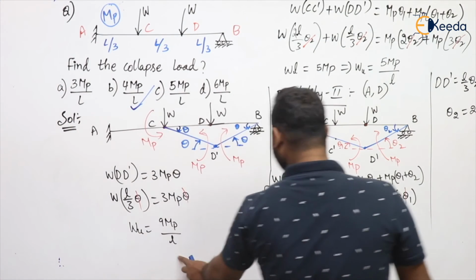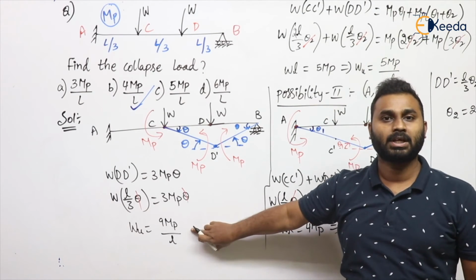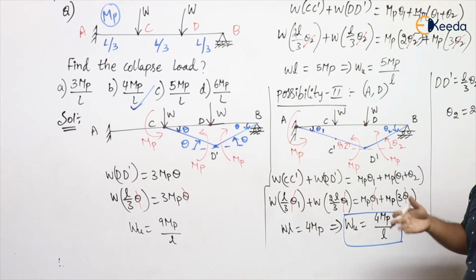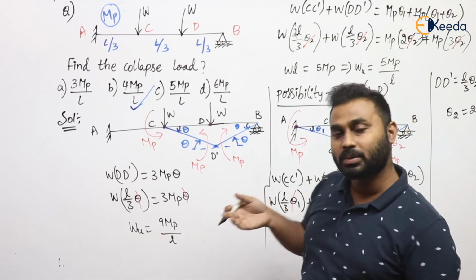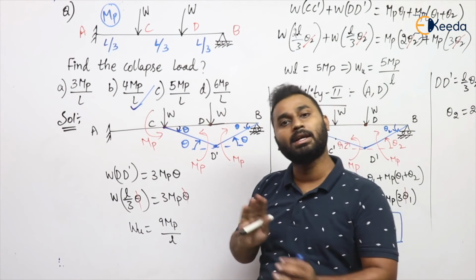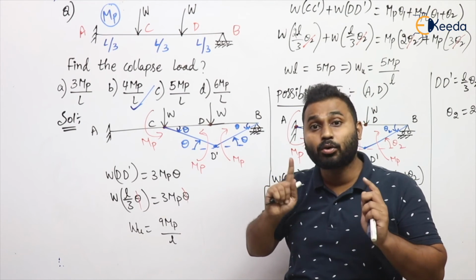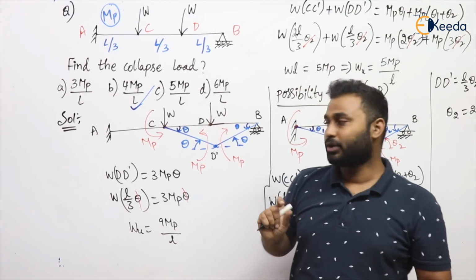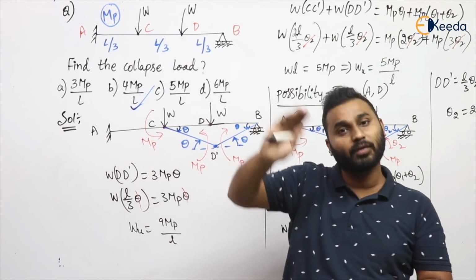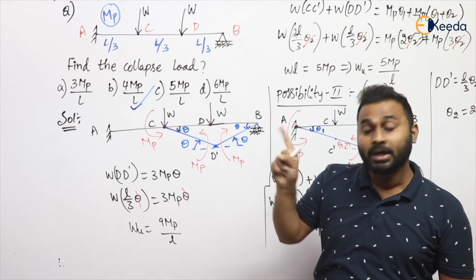If we compare this 9 MP by L with these 5 and 4, obviously which is more? This is much more. This value of collapse load is much greater in comparison with these two cases. So for collapse load we always go with the minimum. The collapse load here we are expressing in terms of plastic moment carrying capacity, so whenever anything is dealt with internal parameters like plastic moment, we have to go with the minimum one. If you don't assume formation of a plastic hinge at the fixed end, then we'll get the maximum value for collapse load, which is not the true collapse load.